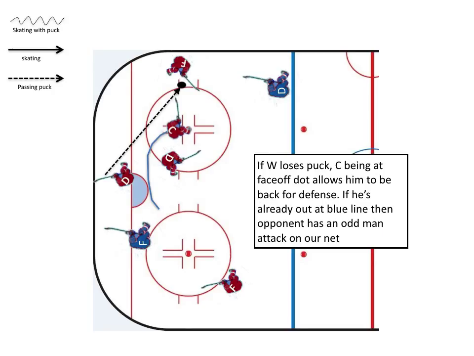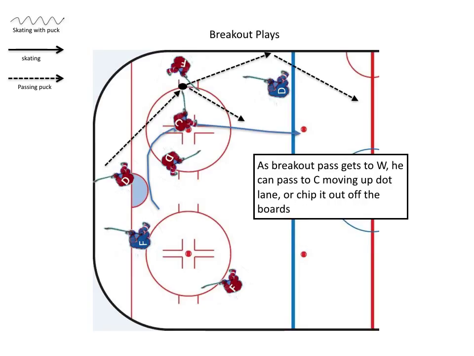There's a couple reasons for this. If the wingman loses the puck, the center being at the face-off dot allows him to be back on defense. If he's already out at the blue line, then the opponent's got an odd man attack on our net. But this also makes for an easier pass because all this winger has to do is chip it up in front of him. And it doesn't have to be a great pass, just a chip in front of him, and the center can pick it up with speed and carry it out.